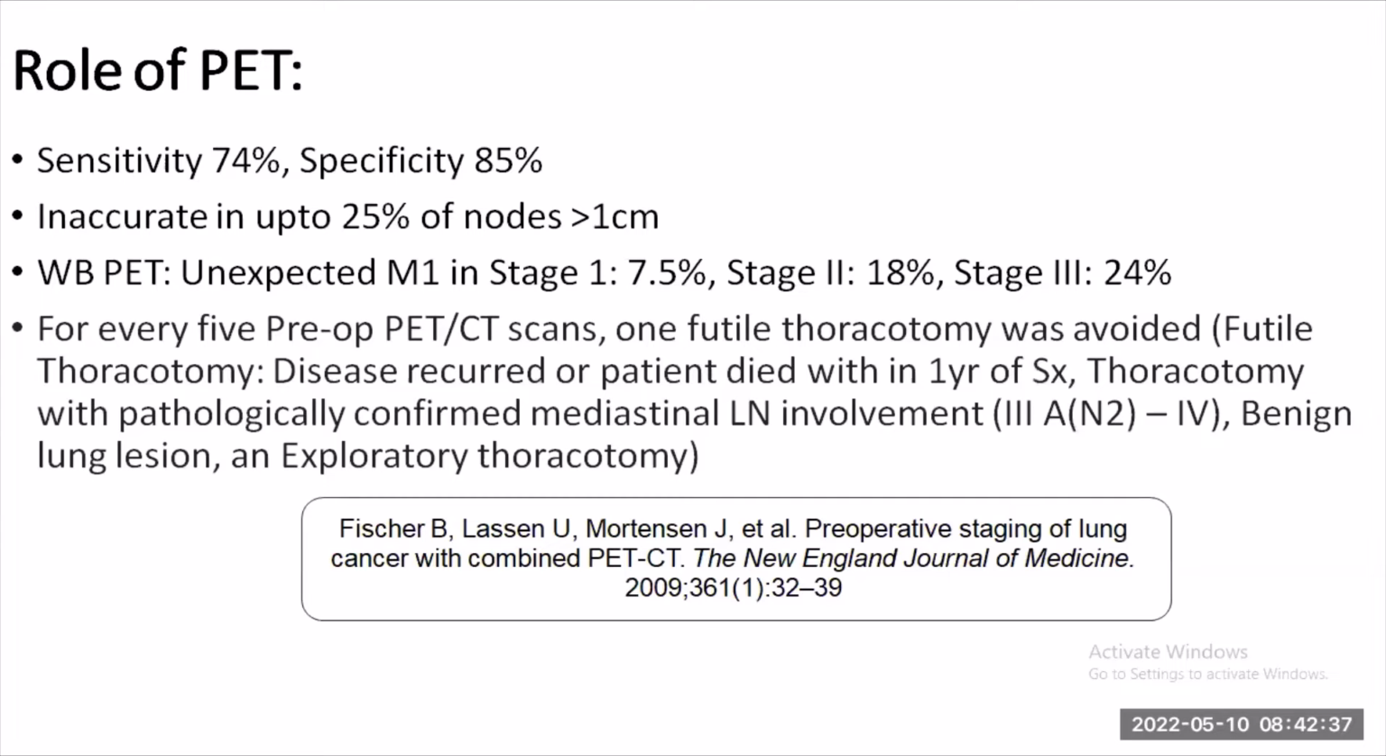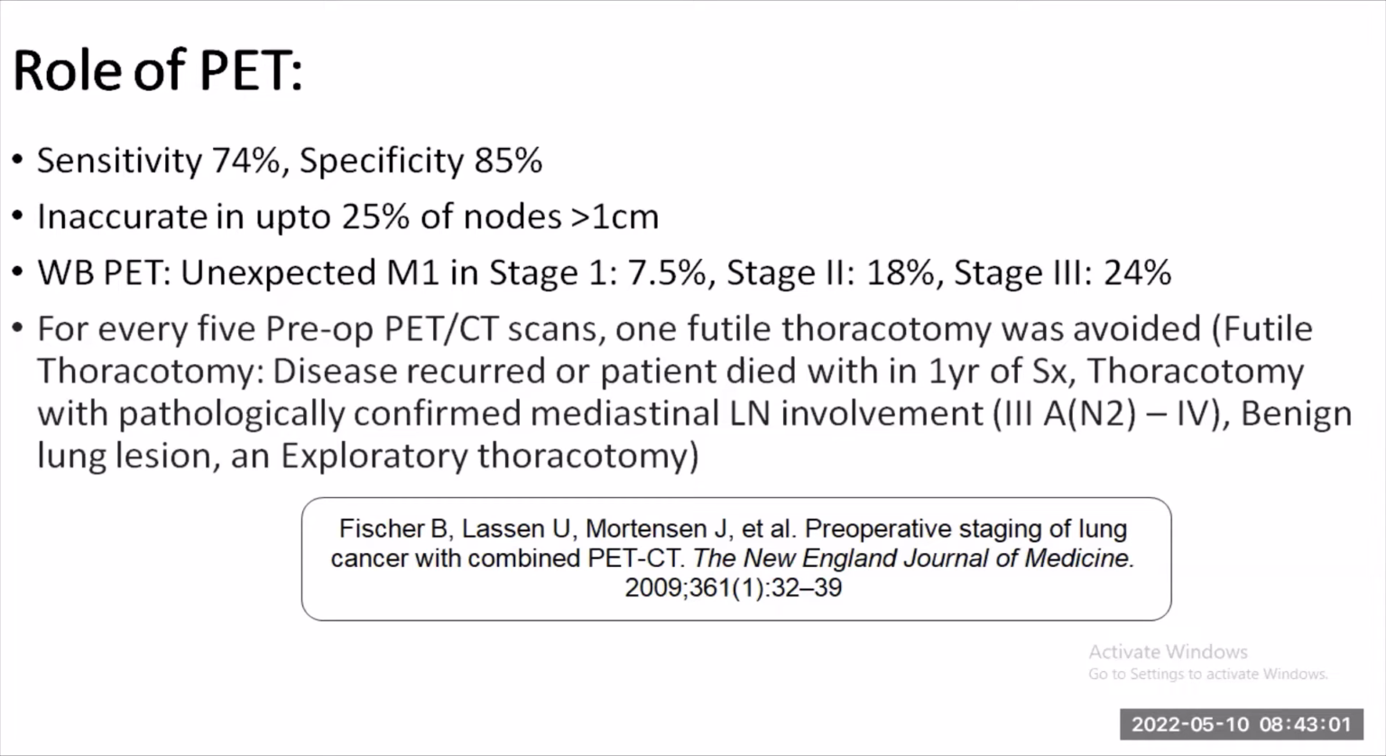PET has a sensitivity of 74% and specificity of 85%. It can be inaccurate in up to 25% of nodes more than 1 centimeter. When we are doing whole body PET, in stage 1, the chance of picking up M1 disease is 7.5%. In stage 2, the chance is 18%, and in stage 3, the chance would be 24%.